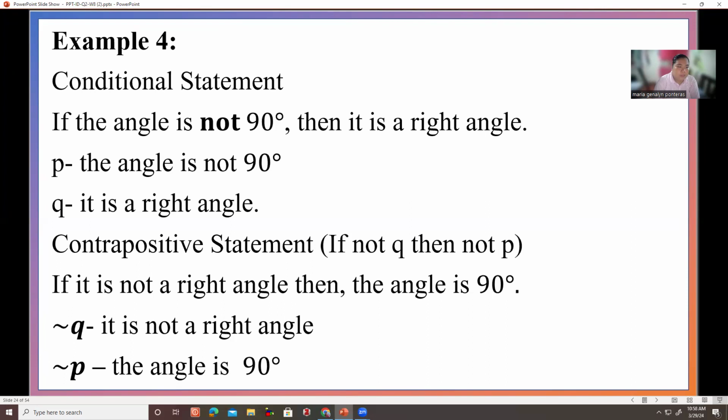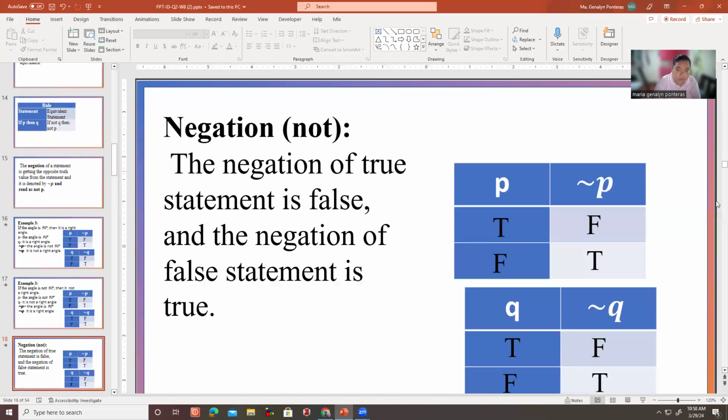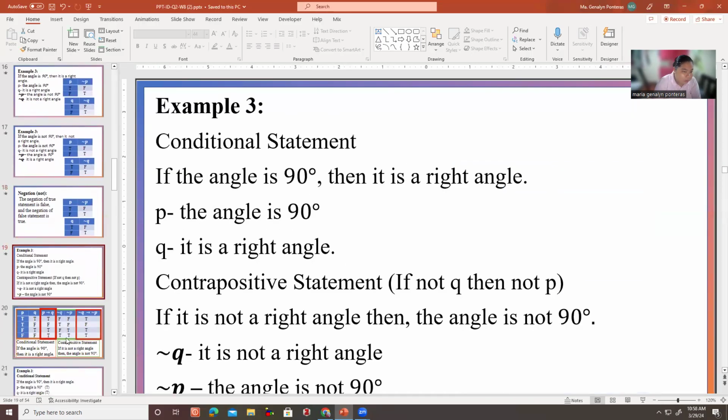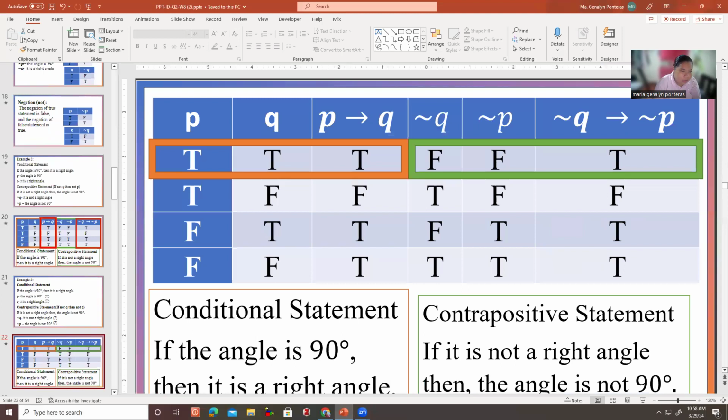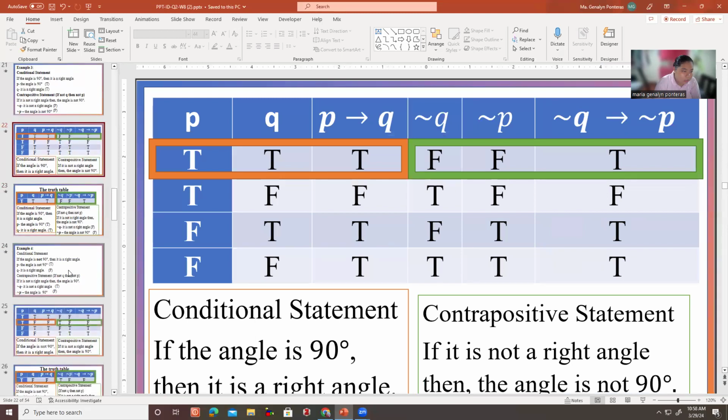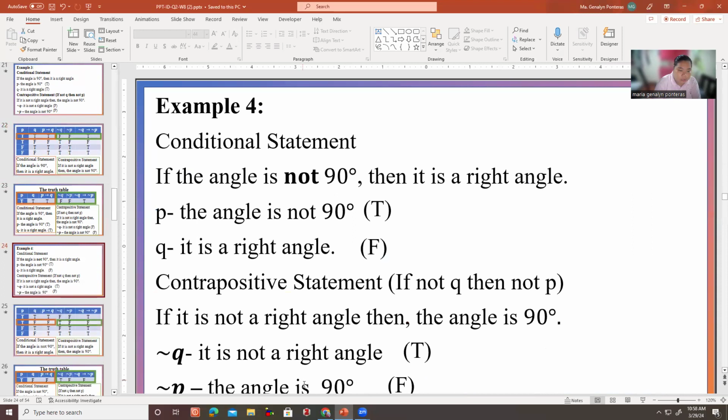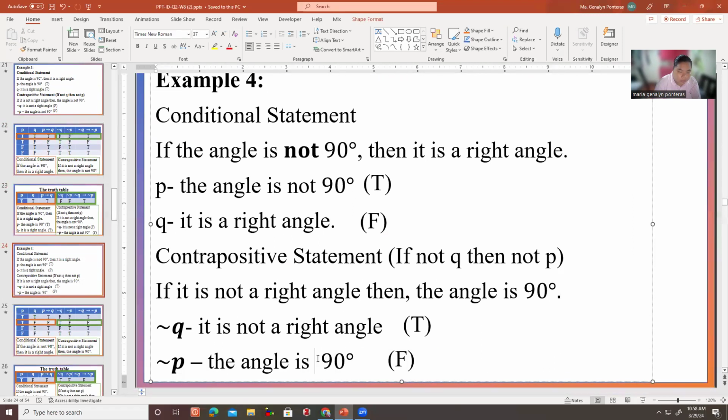For number 4, the conditional statement: if the angle is not 90 degrees, then it is a right angle. So I still identify P and Q. For the contrapositive statement, if not Q, then not P: if it is not a right angle, then the angle is not 90 degrees. So pardon, it's not 90. Let me change that one. The angle is not 90 degrees.